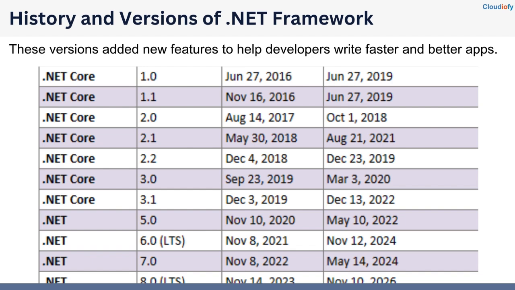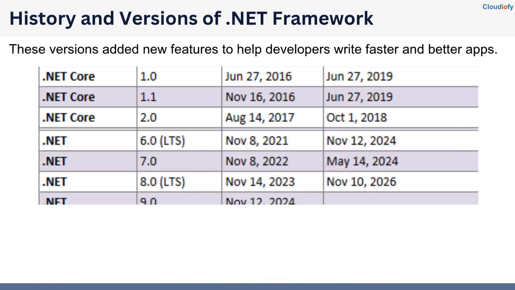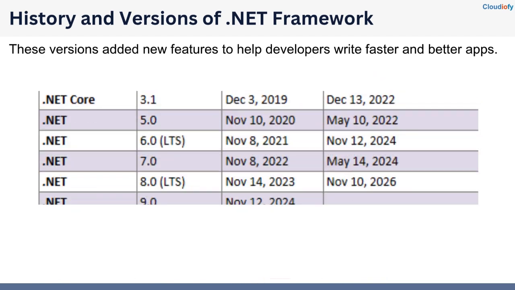Later, Microsoft introduced .NET Core, which is kind of like a modern, lightweight version of the original .NET framework. And it works across platforms like Windows, macOS, and Linux. Now we mostly use versions like .NET 5, .NET 6, .NET 7, and the latest .NET 8.